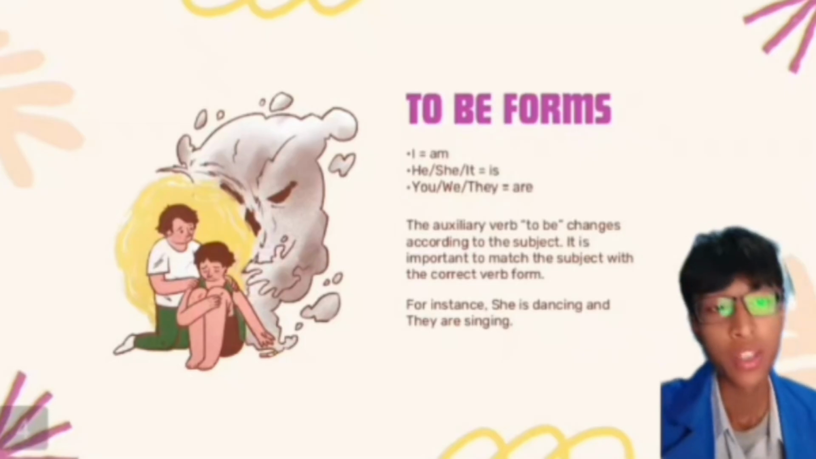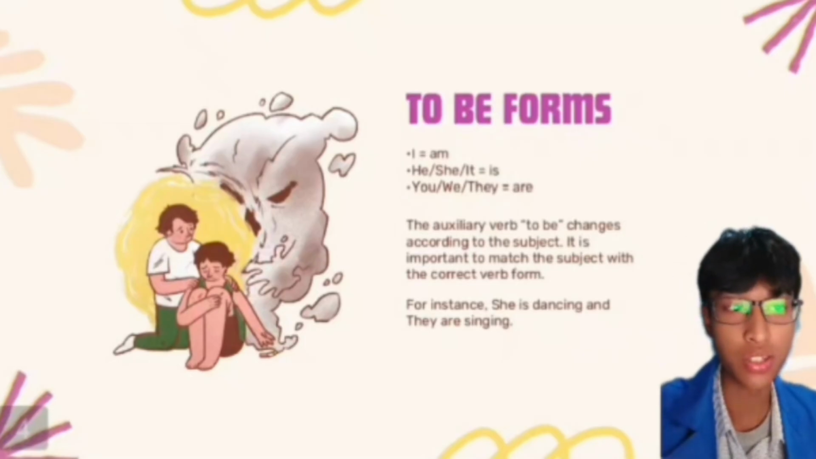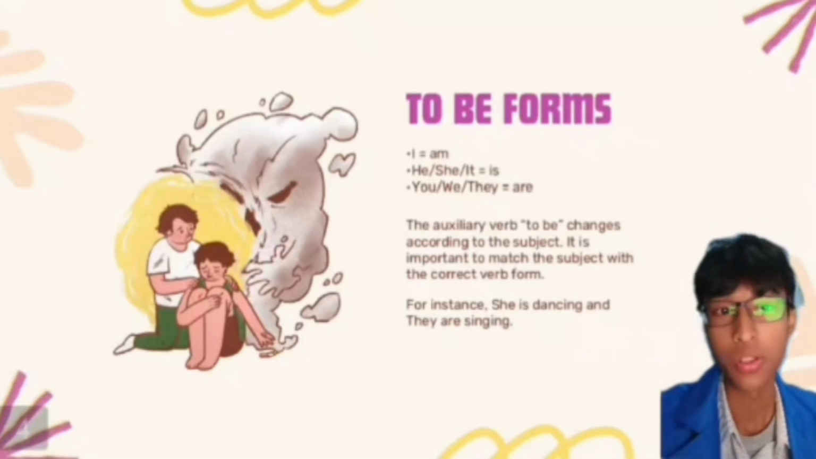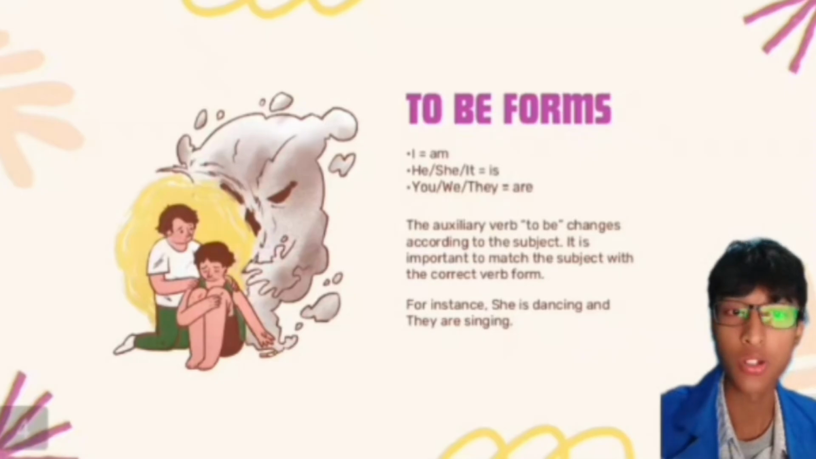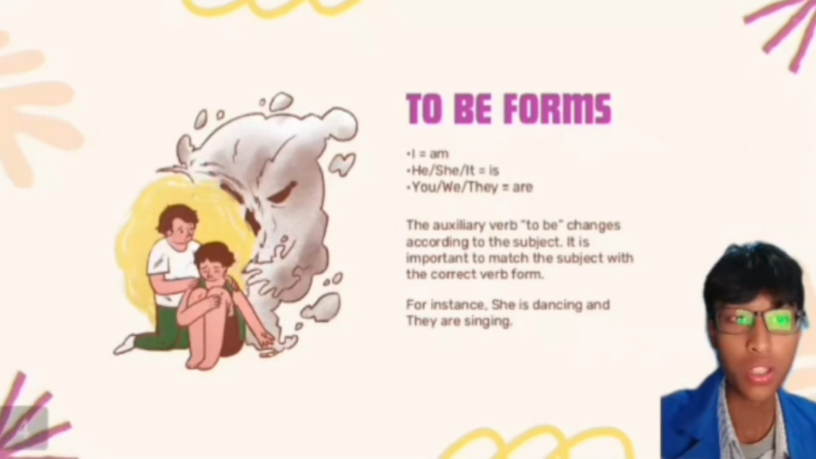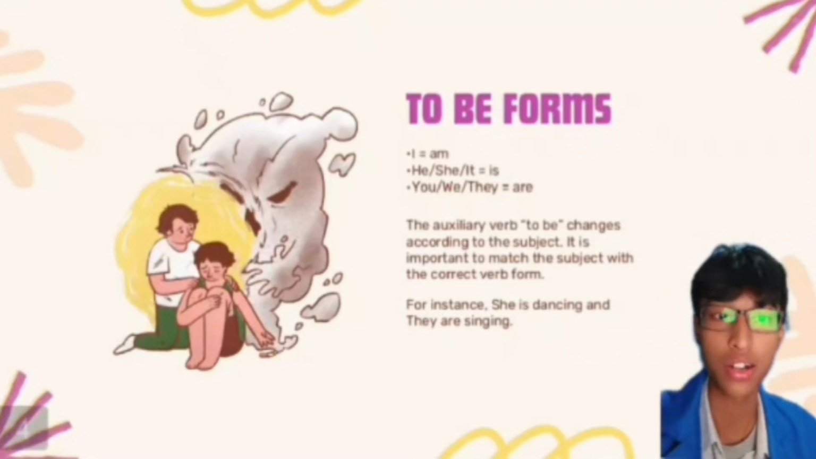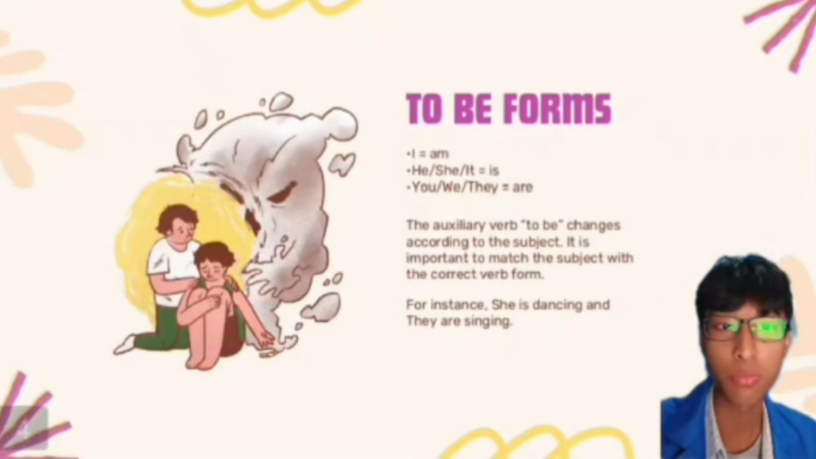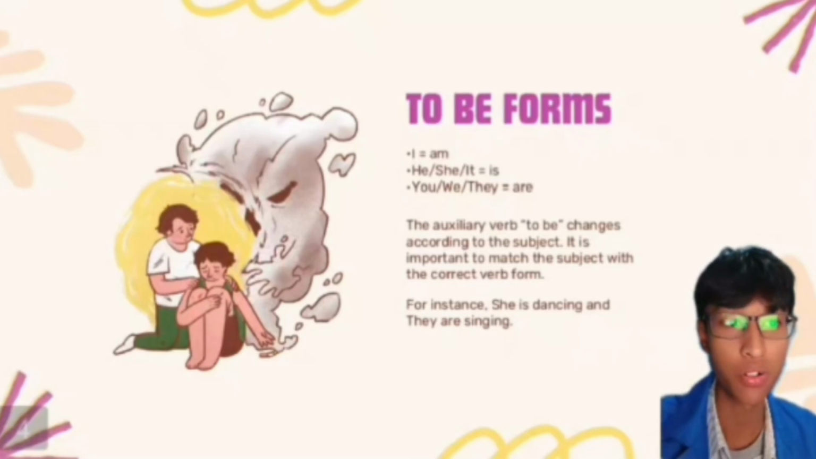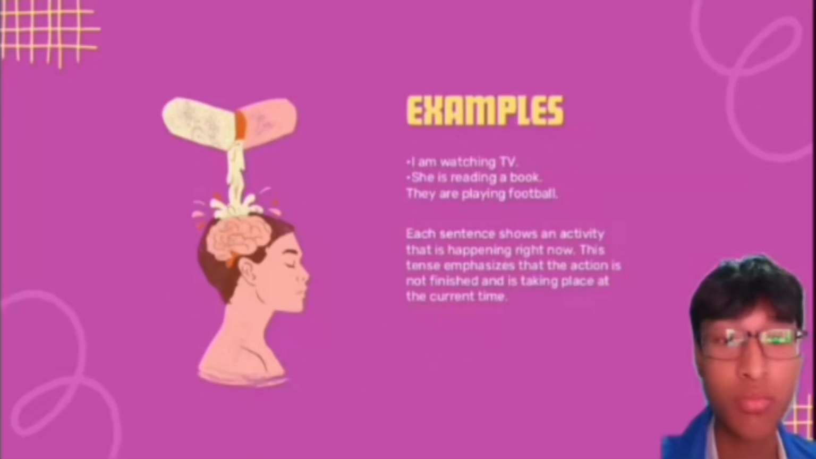Now remember, the verb to be changes depending on the subject. We say I am, he or she is, and you, we, or they are. For example, she is dancing and they are singing. It's really important to match the subject with the correct form of to be.